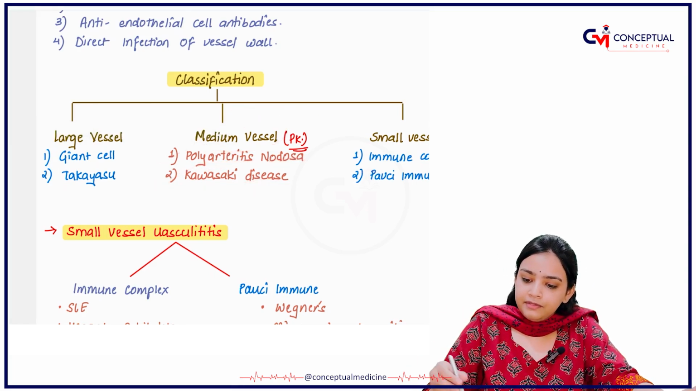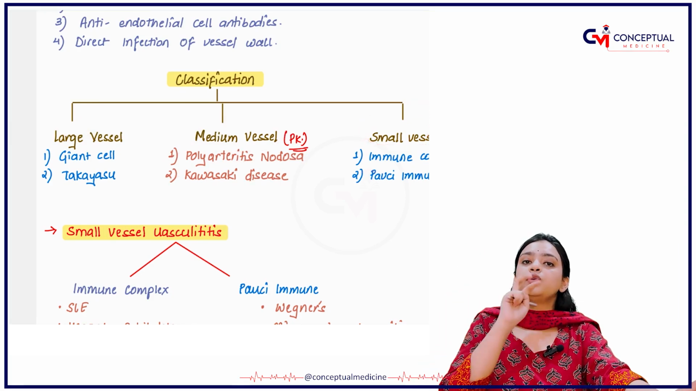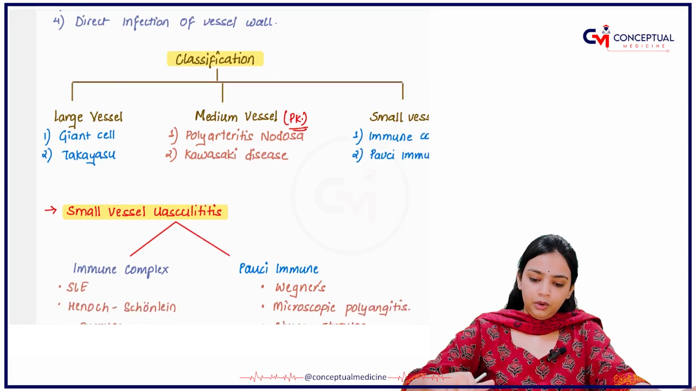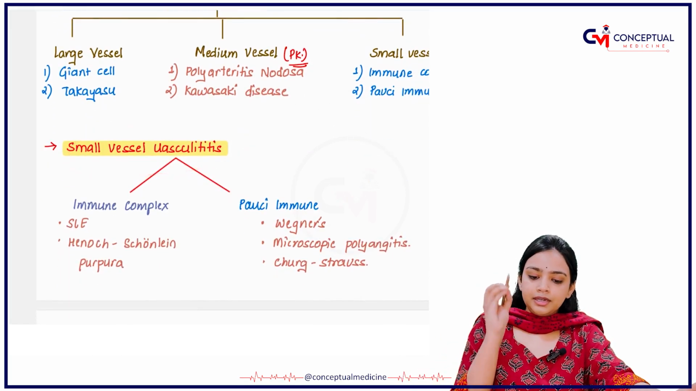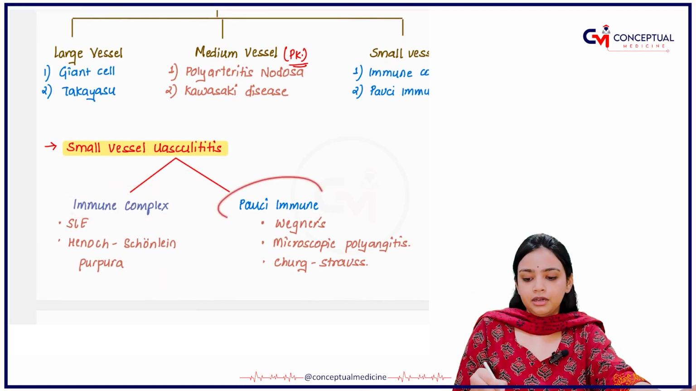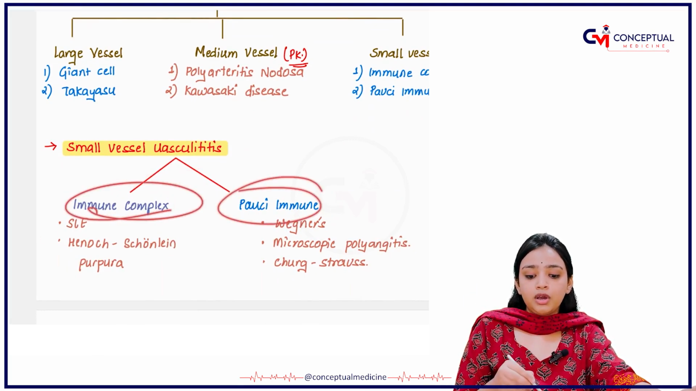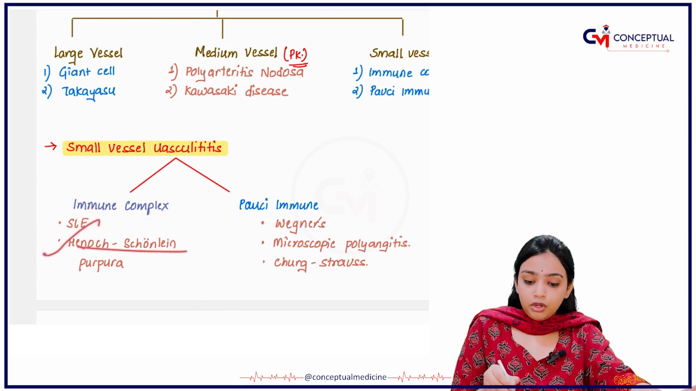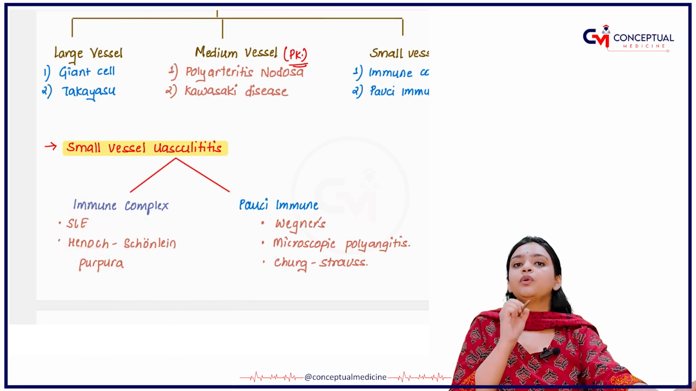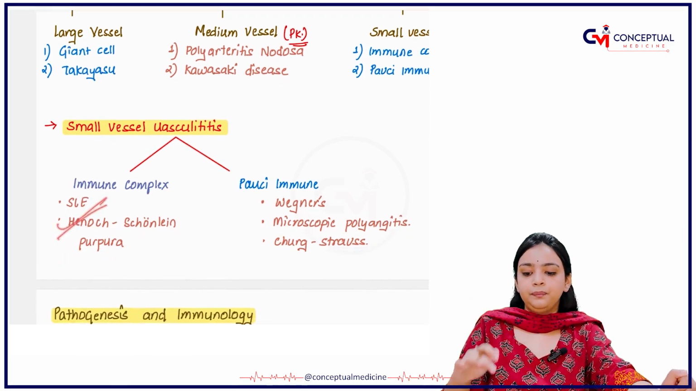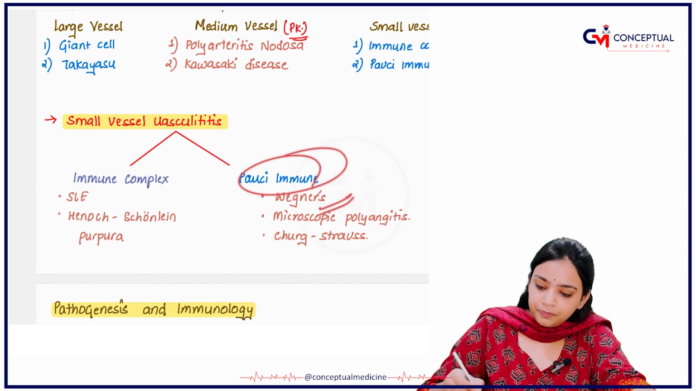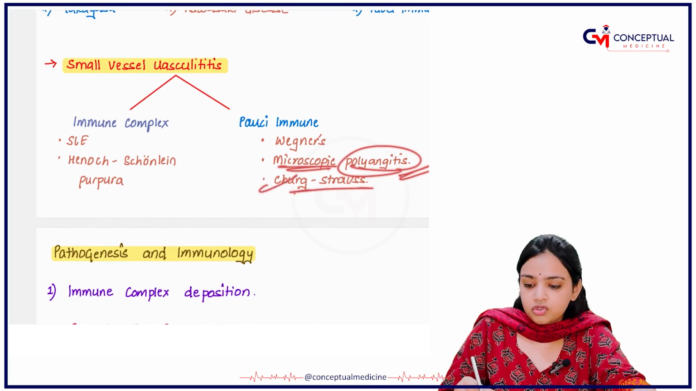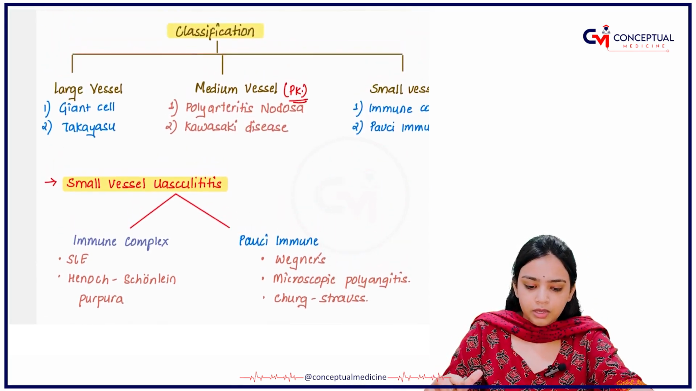Now, next that you have is the small vessel. In the small vessel, you have two types: the immune complex mediated and the ANCA associated. Now, let's see the small vessel vasculitis in detail. In the immune complex mediated, you have SLE that we have read in the immunity chapter. Then you have Henoch-Schönlein purpura, HSP, that we will read over here. In the ANCA associated, you have the venules.